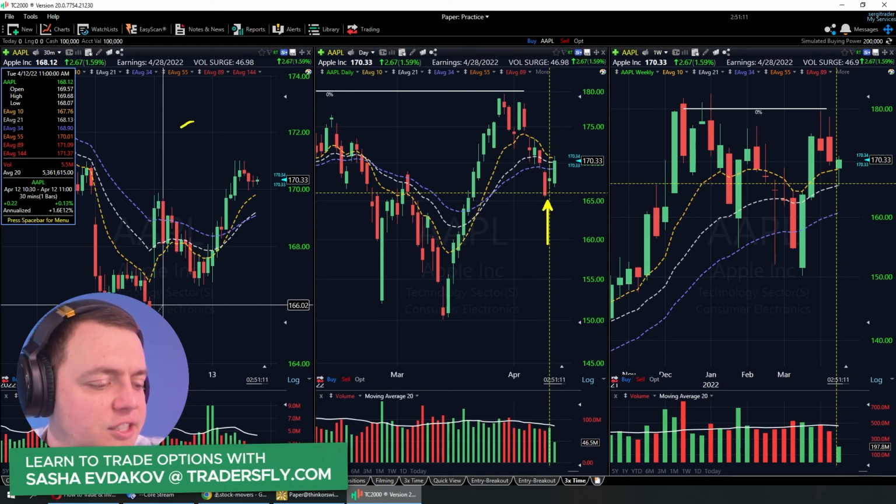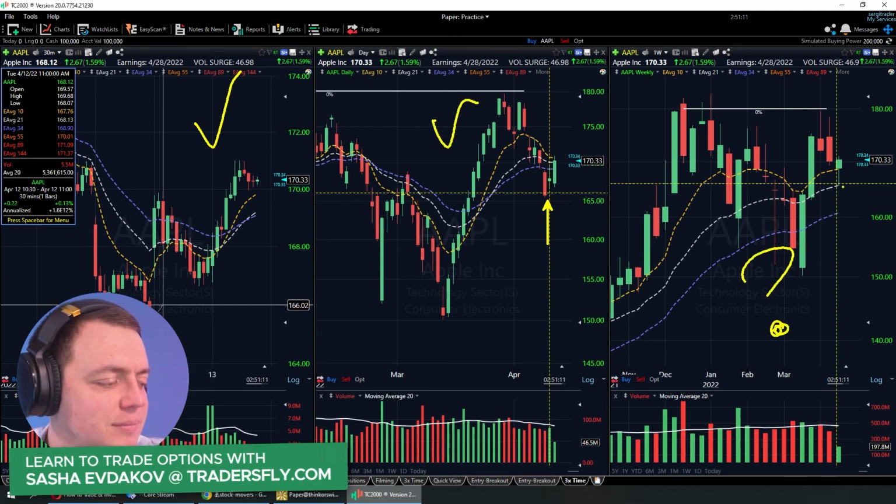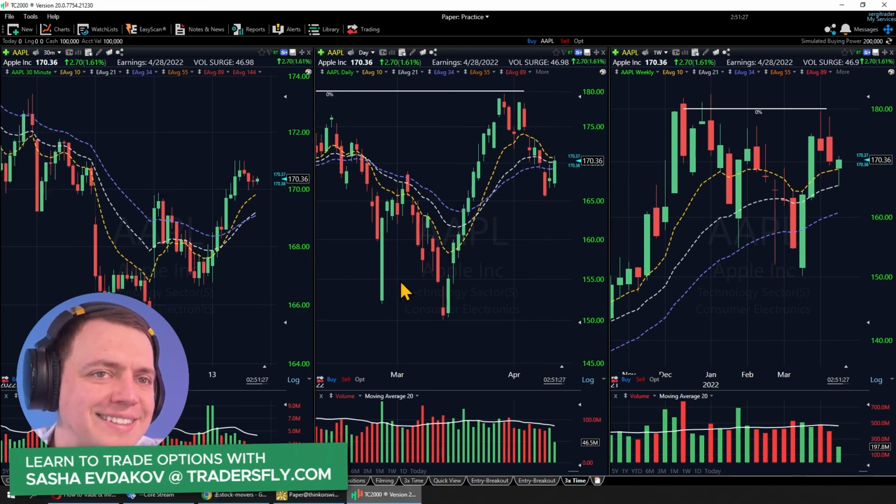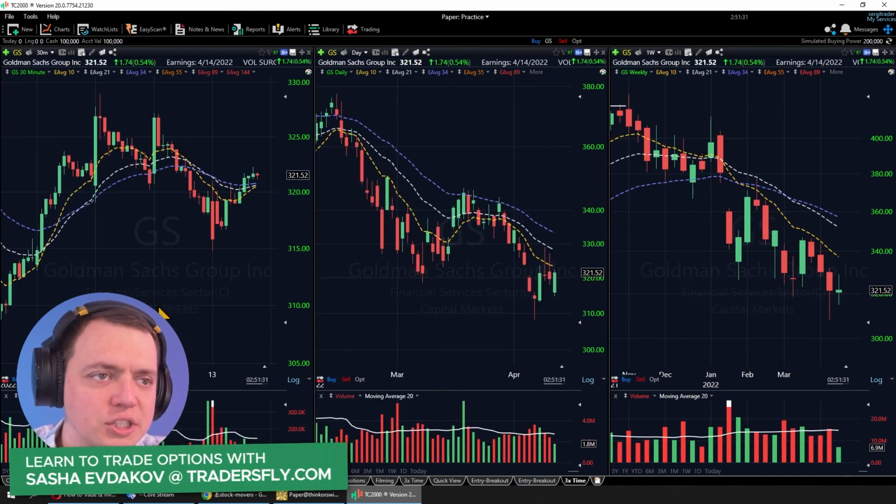So I've got these 2. This one's good. This one's good. But this one, a little bit tough. So not all 3 are in alignment, so you need to be a little bit more careful. If you can look at 3 different time frames, you'll be a lot better off. And it doesn't matter which stock you're looking at.